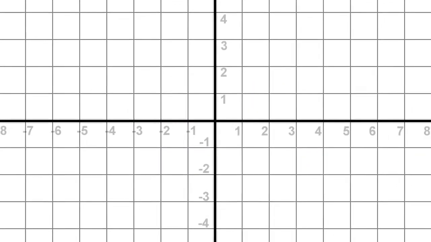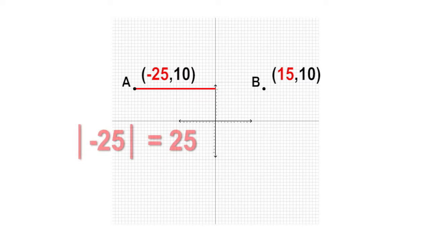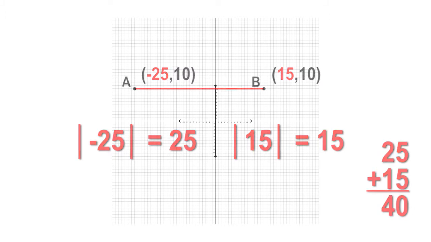If we were to go back to the other coordinate plane, we can determine the distance between the 2 points the same way. Since the y coordinates in the 2 points are the same, we will look at the x coordinates to determine the distance between the 2 points. The x coordinate of point A is -25. The absolute value of -25 is 25. The x coordinate of point B is 15. The absolute value of 15 is 15. Add the absolute values together to determine that the 2 points are 40 units apart.